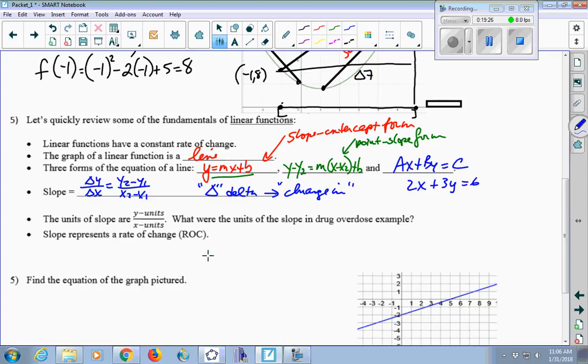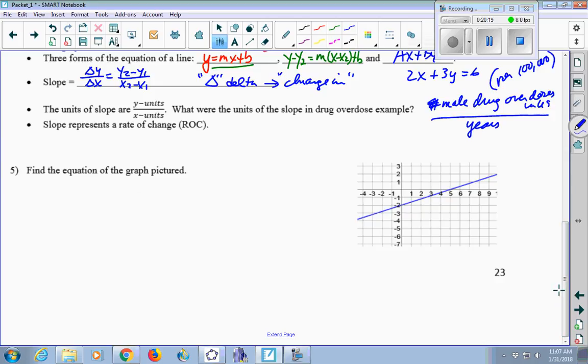Okay, so what were the units for the slope in the drug overdose program? What would be the units? The y units, the numerator dealt with what? What kind of deaths? What kind of overdoses? Drug overdoses. For who? Male. So number of male drug overdoses in the US. And what was our bottom denominator? Time in years. Okay, years. Yep, thank you. Per 100,000 males, right. So the slope represents your average rate of change. Same thing. ROC.